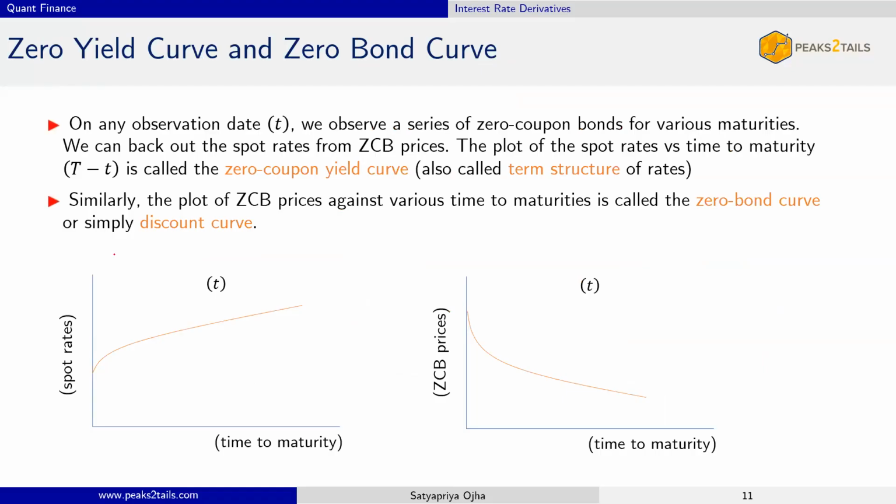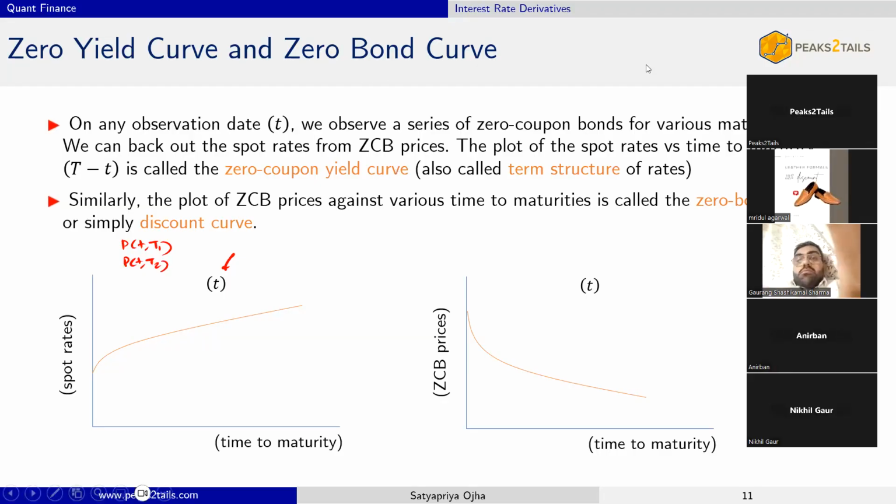So next concept is zero yield curve and zero bond curve. So what is a zero yield curve? Basically, on any given day, T, observation date, you have an array of bond prices for different maturities. Okay, from all those, so I'm talking about this PT T1, PT T2. Okay.